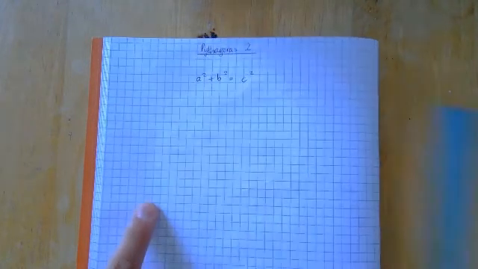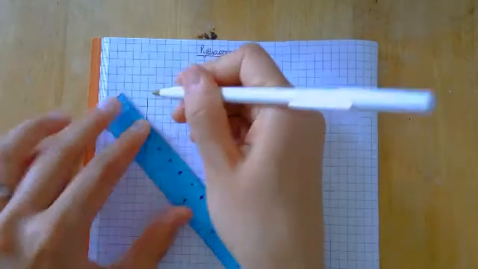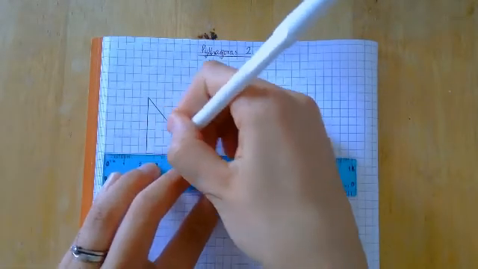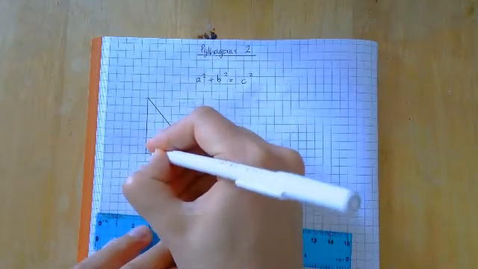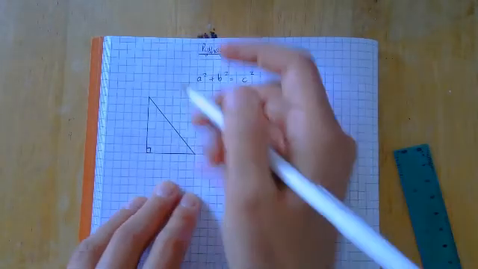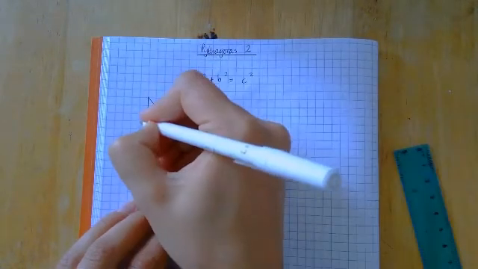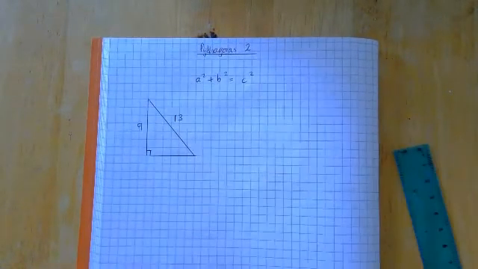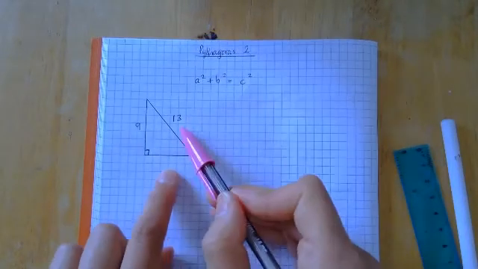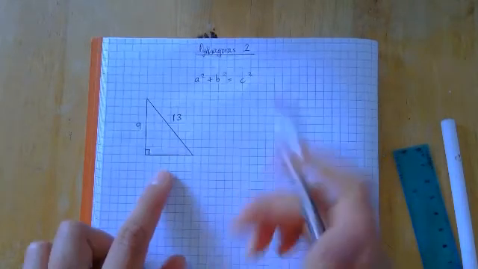So let's draw a triangle. Again, I'm not so worried about how big this is. It probably won't have a nice answer or a whole number answer. And always label your right angle like that. Okay, so I'm going to put 13 here, and I'm going to put 9 here. Right, so this already looks just a little bit different because we haven't had a number on the hypotenuse before, but our method is going to be exactly the same.